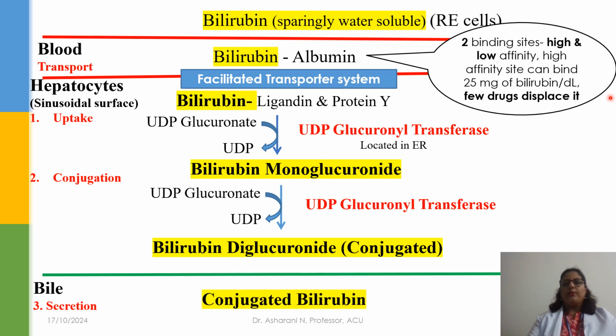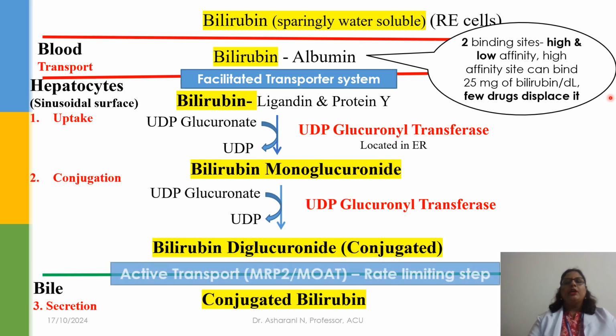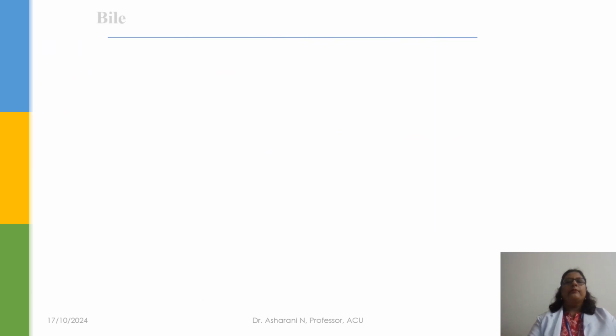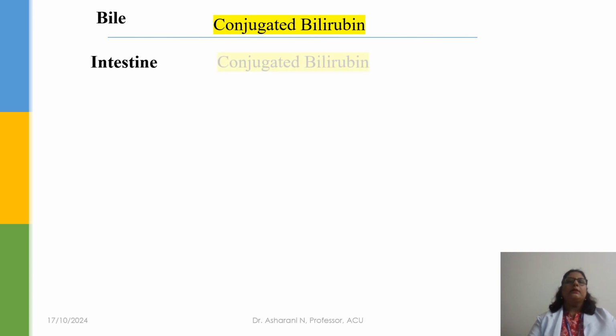The conjugated bilirubin formed in the hepatocytes is secreted into the bile through an active process. So here you have to remember the uptake is a facilitated transport mechanism, but secretion is active, and this is the rate limiting step. The conjugated bilirubin which is secreted into the bile is stored in the gallbladder. Whenever it is required, it is poured into the intestine.